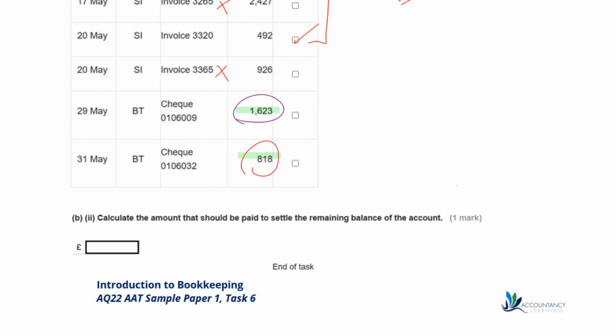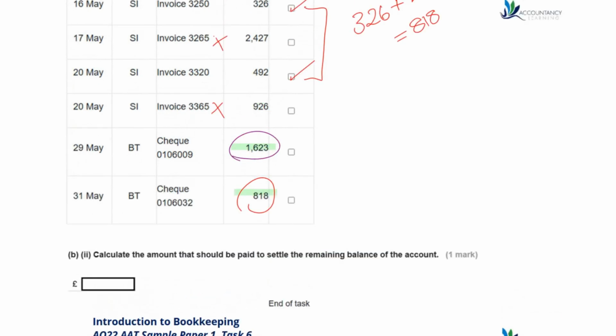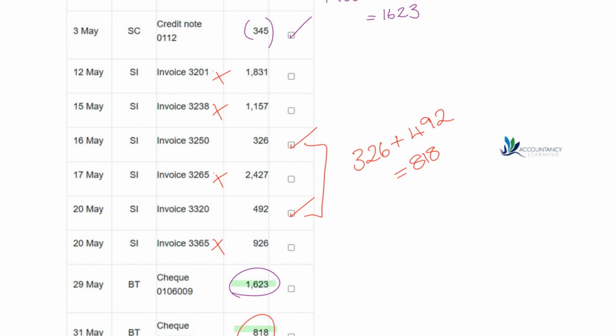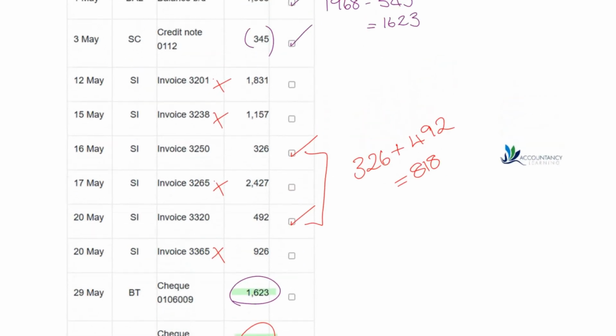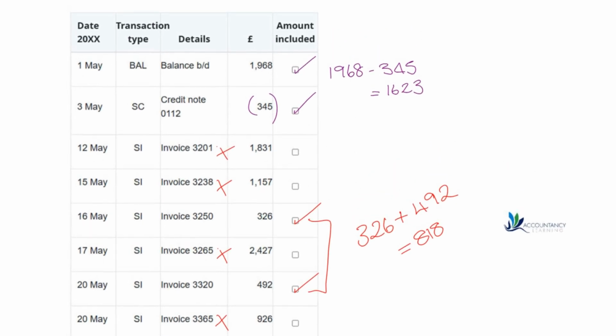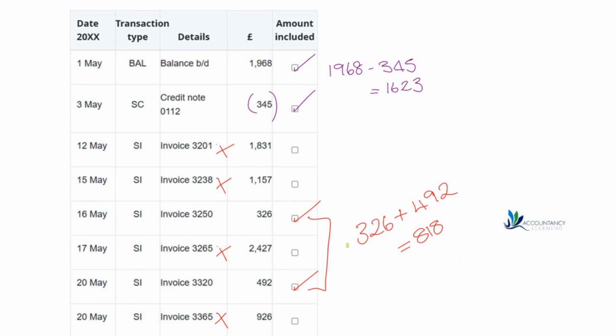Then the final part is to calculate the amount that should be paid to settle the remaining balance of the account. So for that, we're going to be looking at the ones that we haven't done anything with. So we can forget the checks at the bottom. So we need to look for the ones that we haven't yet dealt with. So we've got this one, this one, this one, and this one.